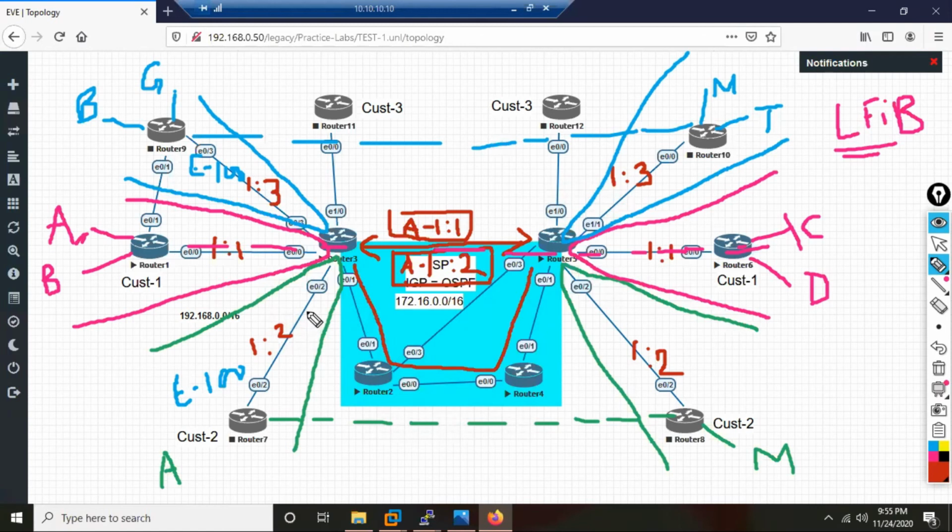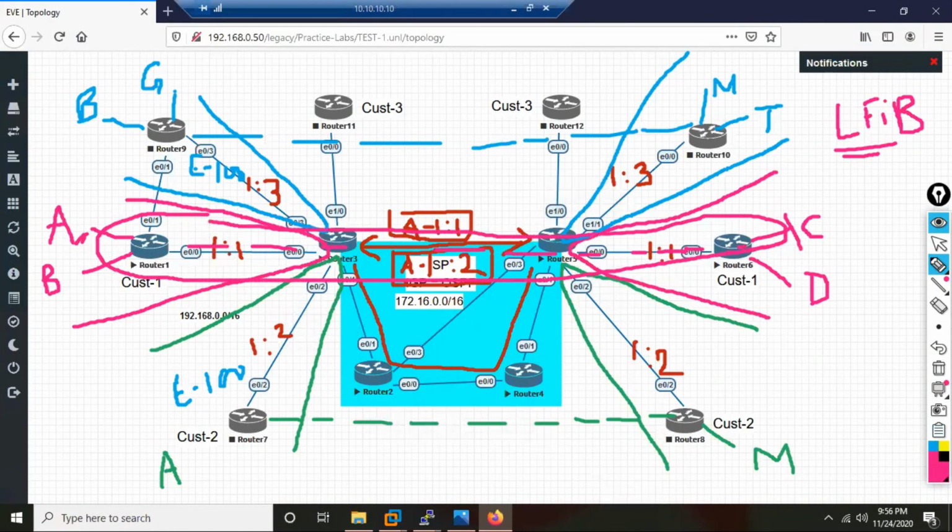No two customers' traffic gets mixed up. Yes. That means every customer is as good as virtually connected. When you have it like this, we call this a VPN. It is like this now: customer 1, R1 and R6. I have made them like one VPN.